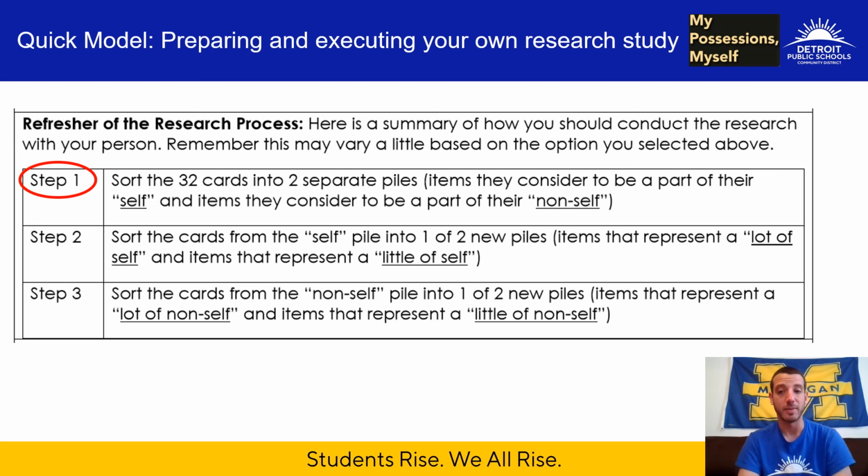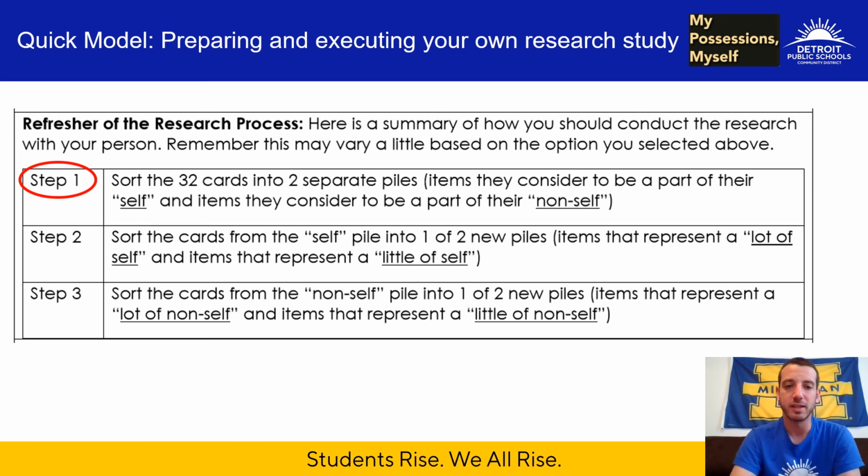The last thing I wanted to say about this is it doesn't have to be even. There doesn't have to be 16 items in self and 16 items in non-self. It can be 22 in self and 10 in non-self, or 25 in non-self and 7 in self. It's totally up to the person. There's no split down the middle that has to be achieved. It's totally personal to the person you're researching. So don't get anxious if you notice that they're putting the majority in one category. That's just the way they feel, and that's totally fine.